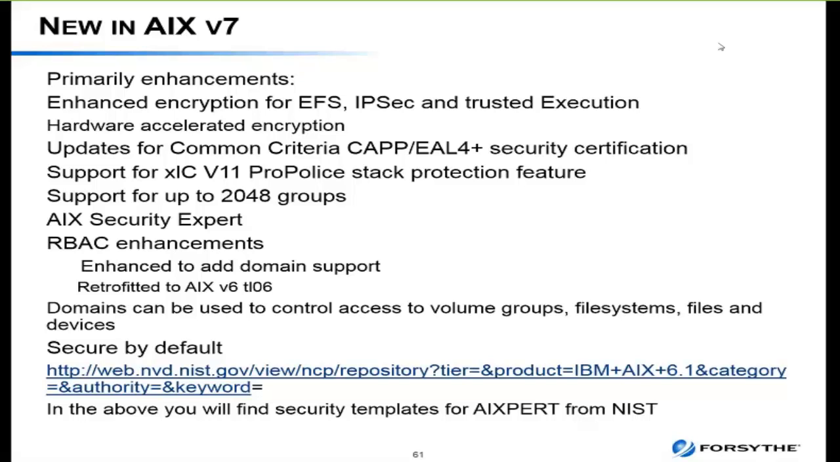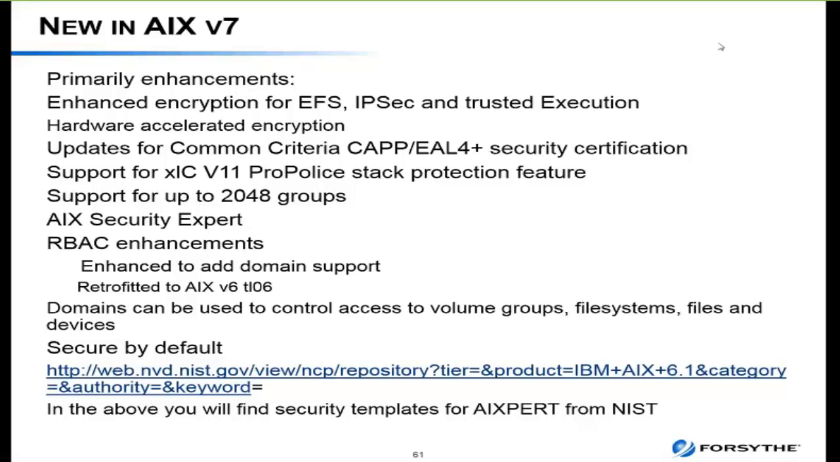And they added some other stacks. You can now have up to 2,048 groups. They enhanced AIX Security Expert and RBAC. RBAC in particular was enhanced to add domain support, so now you can do some things with RBAC and domain support. They then retrofitted that to version 6 TL6. If you're running version 7 TL2, SP2 or 3, pretty much a lot of what you get in that is also in AIX 6.1 TL8, SP2 or 3. So they did retrofit a lot of things back there.